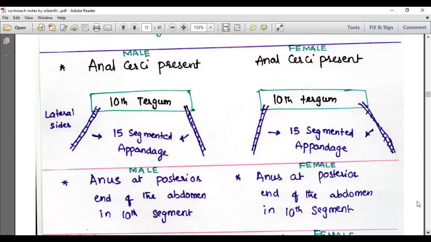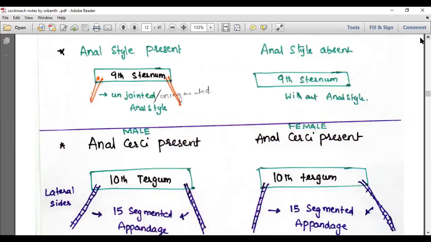The 15-jointed appendage is the anal cerci. People will get more confusion between the anal cerci and anal style. So let me see. Anal style is an unsegmented appendage. Anal cerci is a segmented appendage. What is an appendage? Appendage means an outgrowth of the body. Anal style arises from the ninth sternum, that means on the ventral side of the ninth segment. Anal cerci arise from the 10th tergum, that means the dorsal side of the 10th segment.